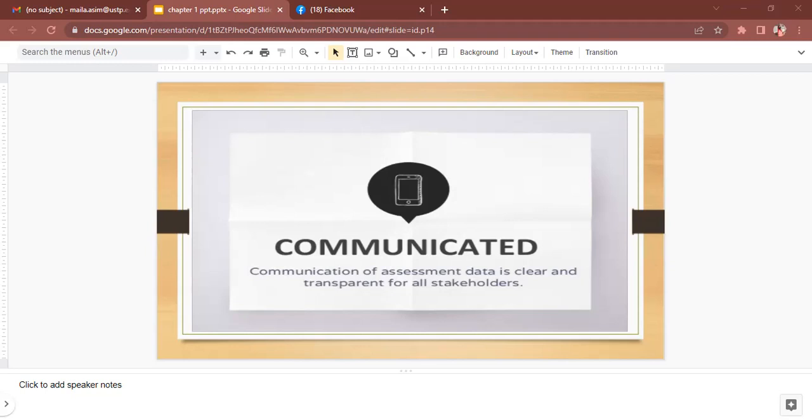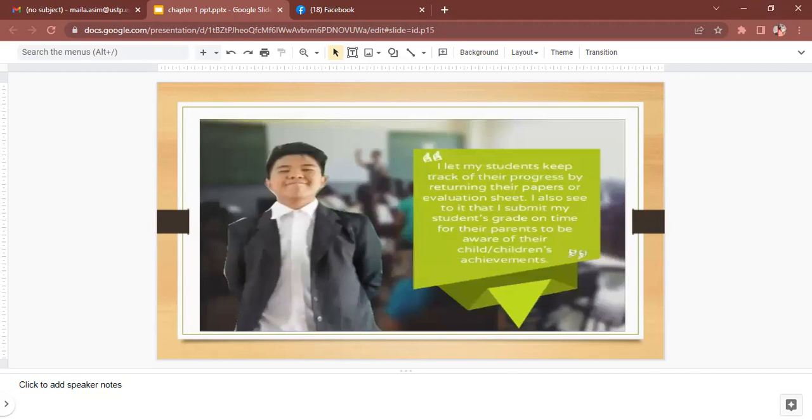Next is we have this one statement from teacher. I let my students keep track on their progress by returning their papers or evaluation sheet. I also see to it that I submit my students' grade on time for their parents to be aware of their children's achievement. Now, it is easier for us to do this if the students are keeping on track also of their progress, are keeping on track also of the activities nga kinahanglan nila i-take sulod sa among klase.